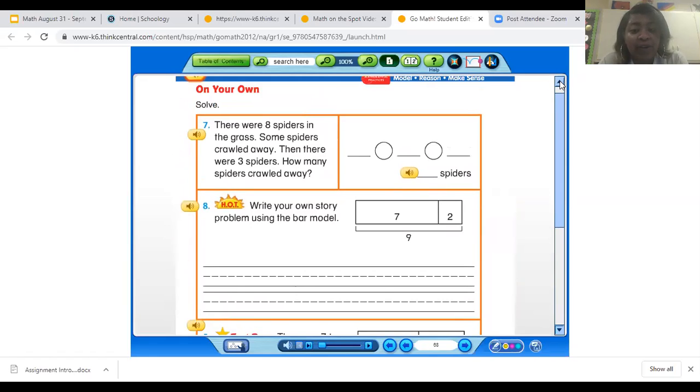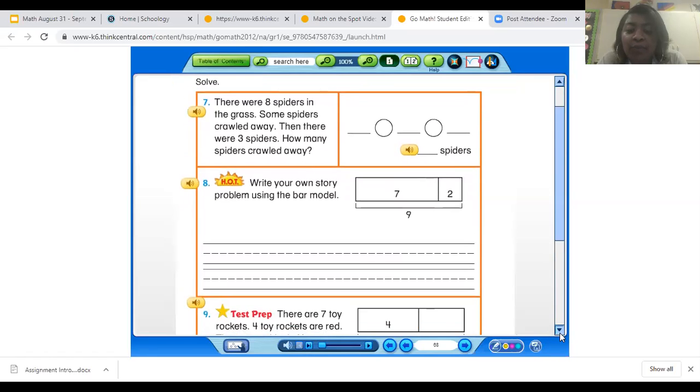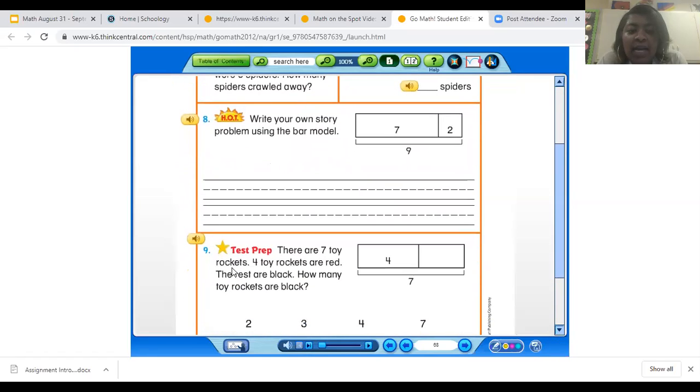These you're going to do on your own. There were 8 spiders in the grass. Some spiders crawled away. Then there were 3. So there were 8. Some of them did not return, and it only left 3. So I want you to figure that one out. For your hot problem, I want you to come up with your own story using that bar model. And number 9, this is your test prep. I want you to find that missing part.